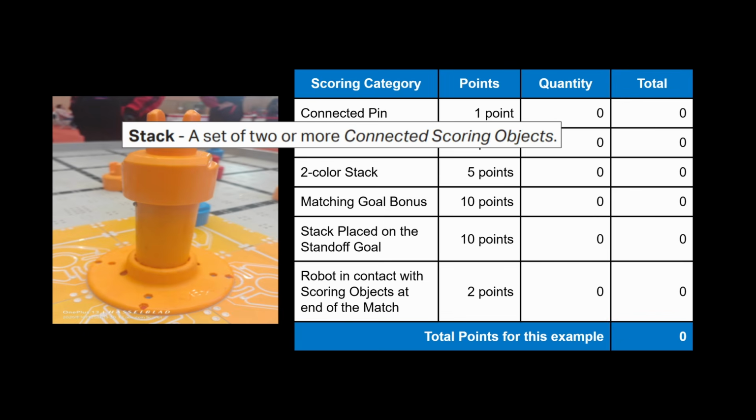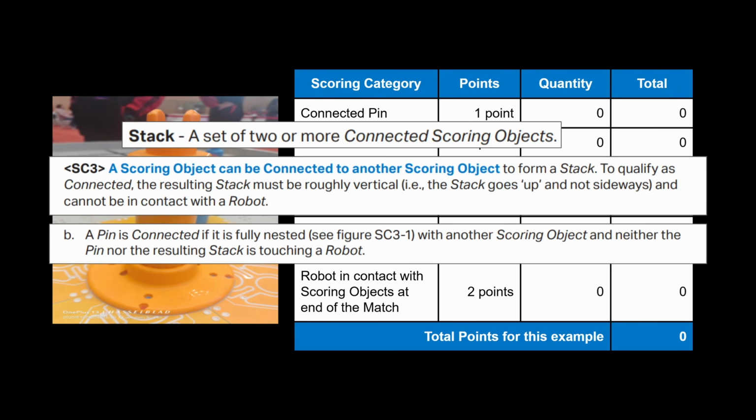Well, what ends up happening is that a stack is defined as a set of two or more connected scoring objects. And so a scoring object can be connected to another scoring object. And in clause B of rule SC3, it says a pin is connected if it is fully nested with another scoring object. So the standoff goal is not considered a scoring object. So this is not worth any points. It's not considered a stack.